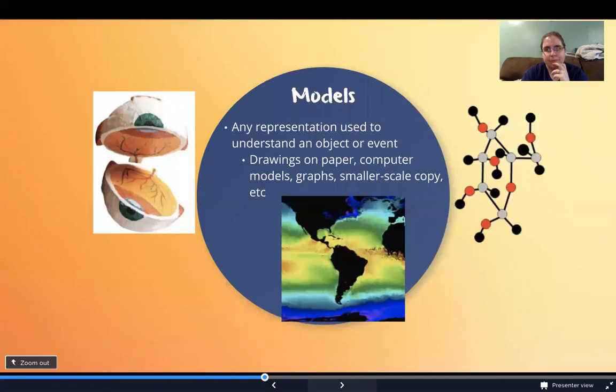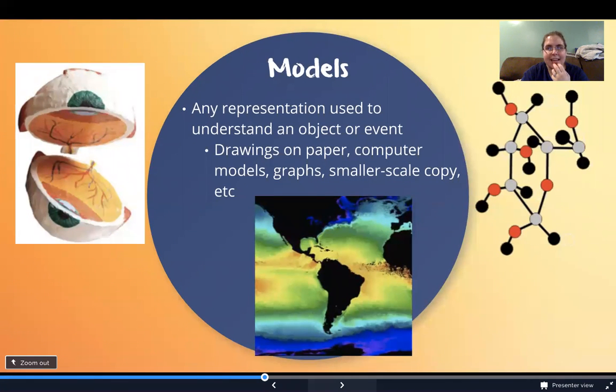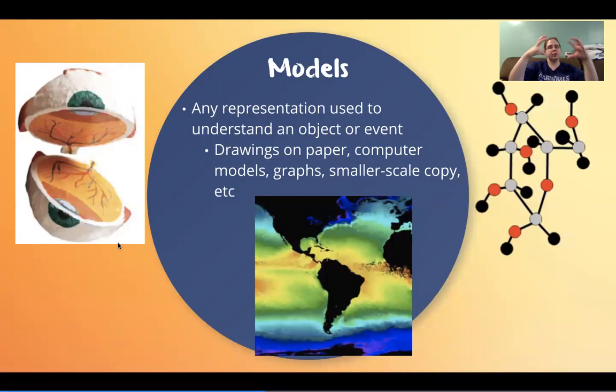All right, models. So a model is any representation used to understand an object or event. So pretty much anything that helps you to understand something better is considered a model. A lot of times when we talk about models, we think of them like this one with the eye, how it's this physical shape, this physical structure that we can look at. But that's not always the case.